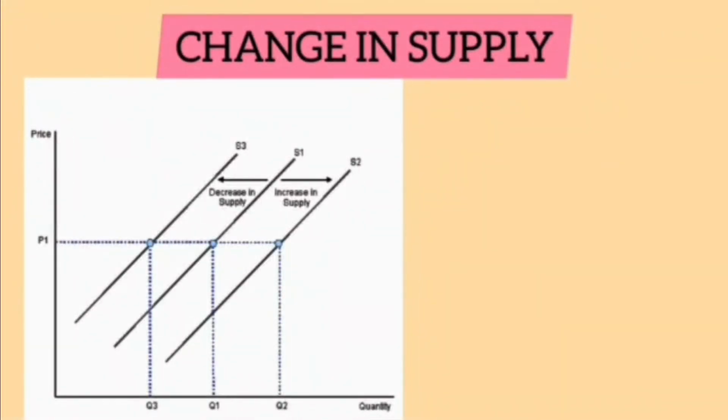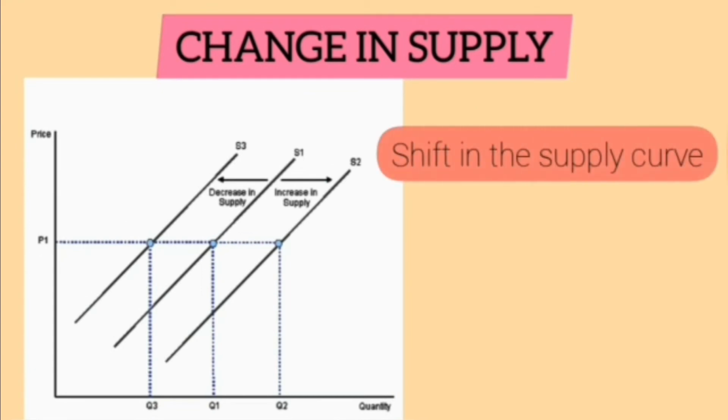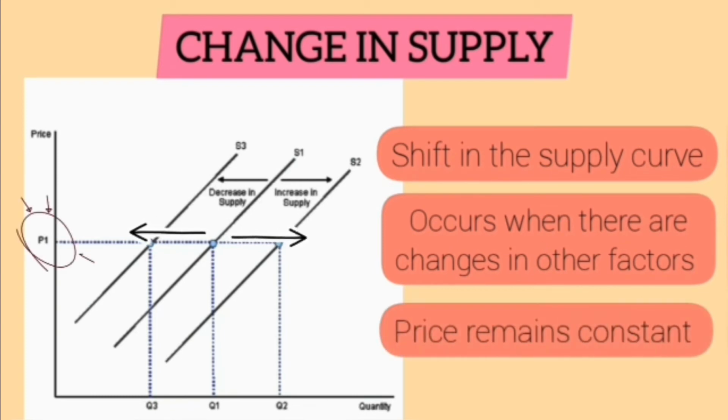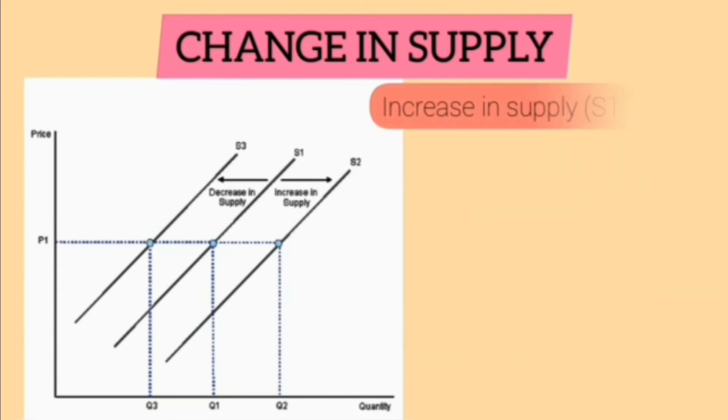Change in supply refers to the shift in the supply curve either to the left or right. This occurs when there are changes in other factors such as pollution, income, price of related goods, and others, but the price remains constant. In this graph, the increase in supply is from S1 to S2. This shows that the price of the goods has no change, but the quantity supplied has increased at each price level as a result of the change in the determinants of supply, not the price of the goods.